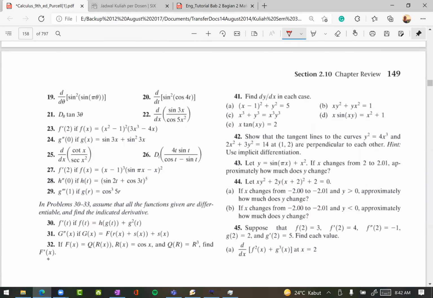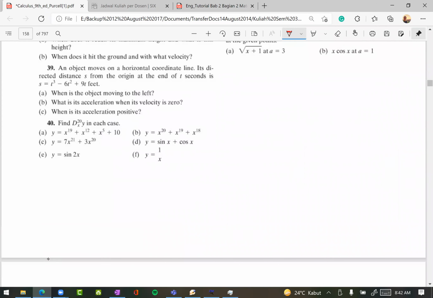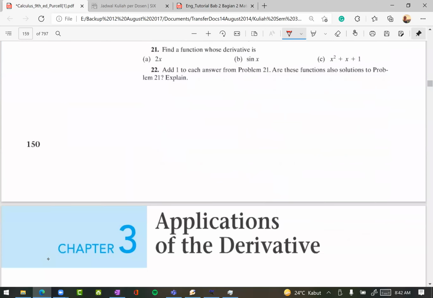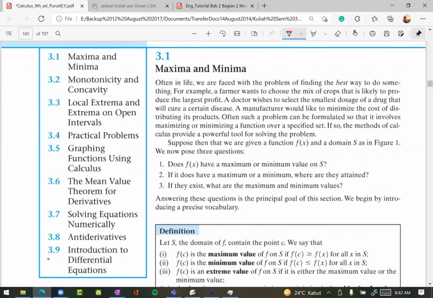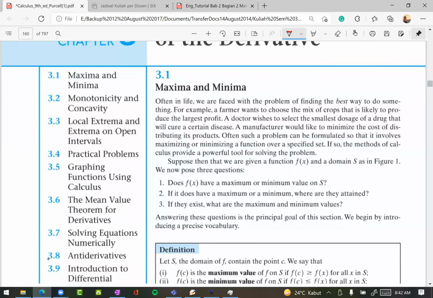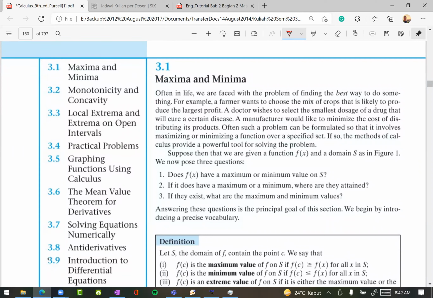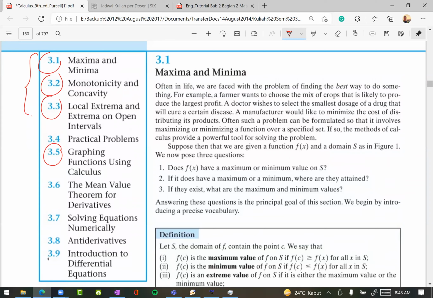Okay, let's do this one here. Let's review what we have in the next chapter. So next, what we will cover quite quickly is sections 3.1, 3.2, 3.3, plus this one. Quickly. And practical problems, the word problems, we'll do that later.